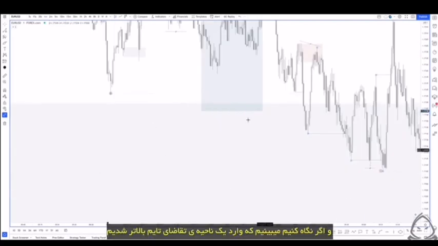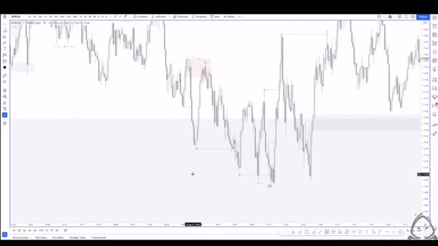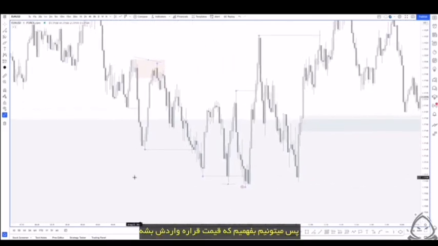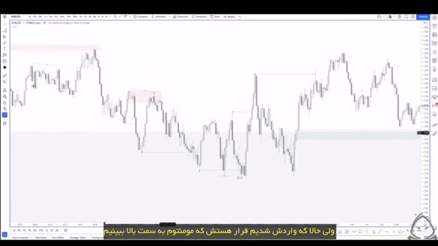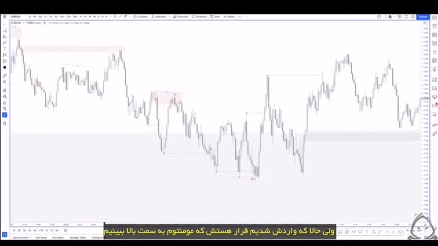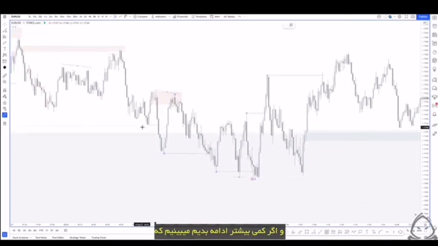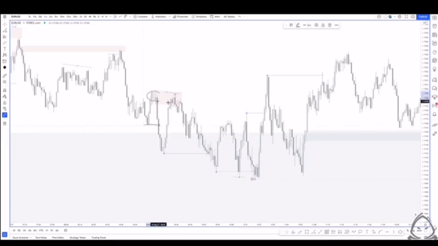And then just below, we're starting to tap into a higher time frame demand zone. So we would be able to gauge that price is going to tap into that. But now that we're tapping into that, this might be an indication that we're going to start to see upwards momentum. And if we continue on just a little bit more, we break structure.